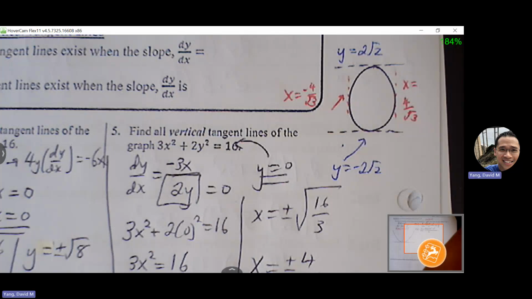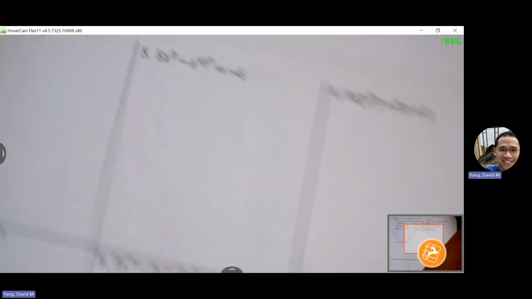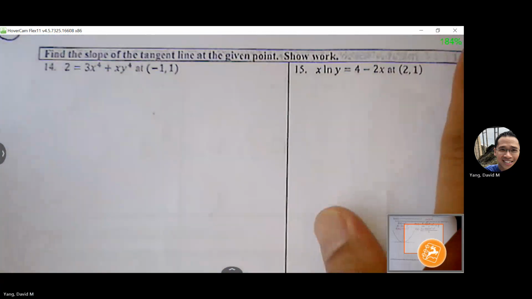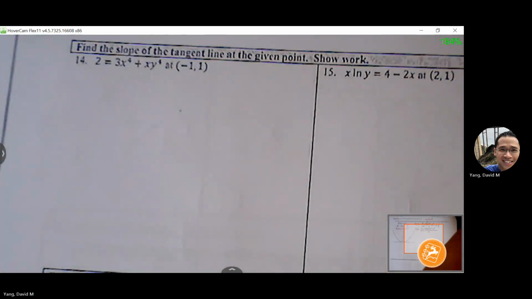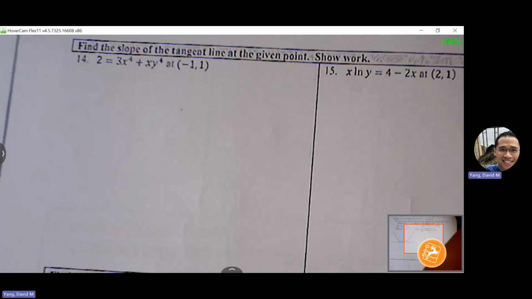Let's see. Maybe we have time to do 1 or 2 more. Let's go to page 14. Let's try number 14 on page 14.